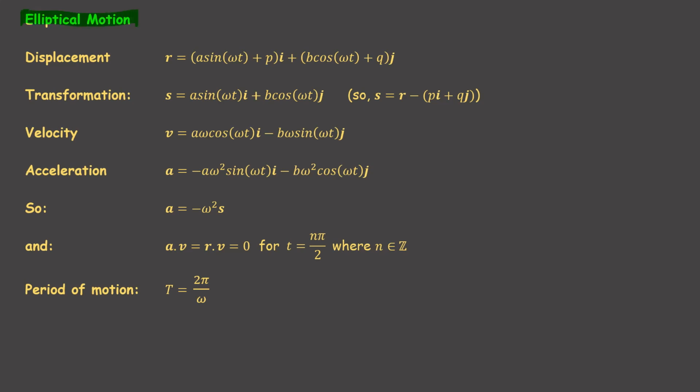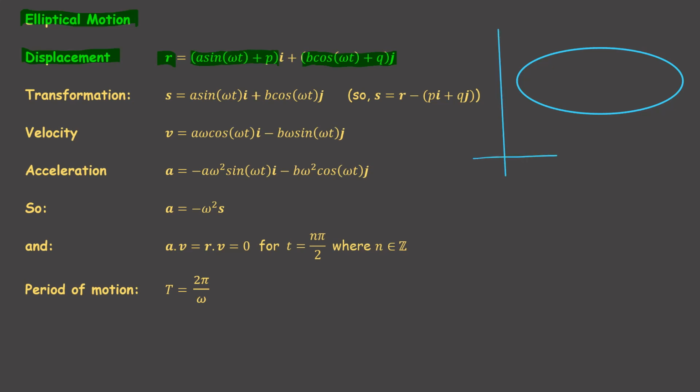Elliptical motion, displacement r is equal to a sine(omega t plus pi) plus b cos(omega t) plus qj. So what we have is an object going around in an ellipse. And we've discussed this before. The centre would be at (p, q).